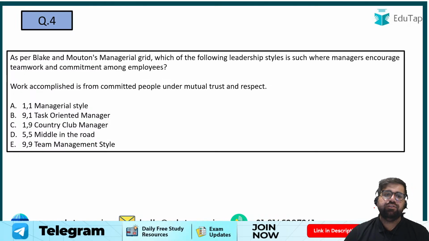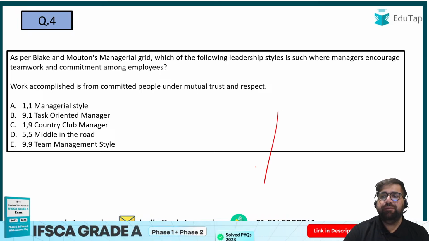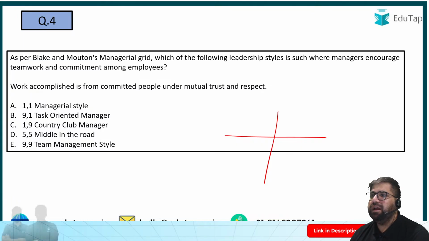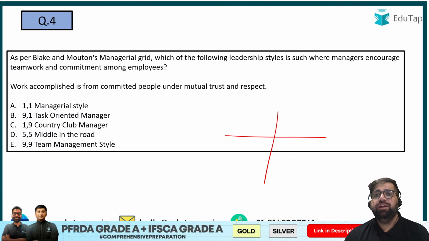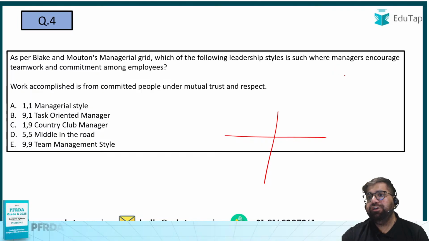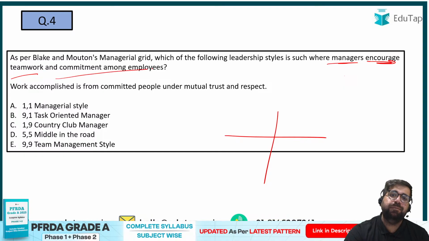Simple. Next question is question number 4, which we have taken from a very important leadership theory, Blake and Mouton managerial grid. In Blake and Mouton managerial grid, we all know that there are 5 types of leaderships, right? So which of the following leadership style is such where a manager encourages teamwork and commitment among employees? Work is accomplished from the committed people under mutual respect and trust. So you have to identify that particular kind of leadership style where a manager encourages teamwork and commitment among employees.